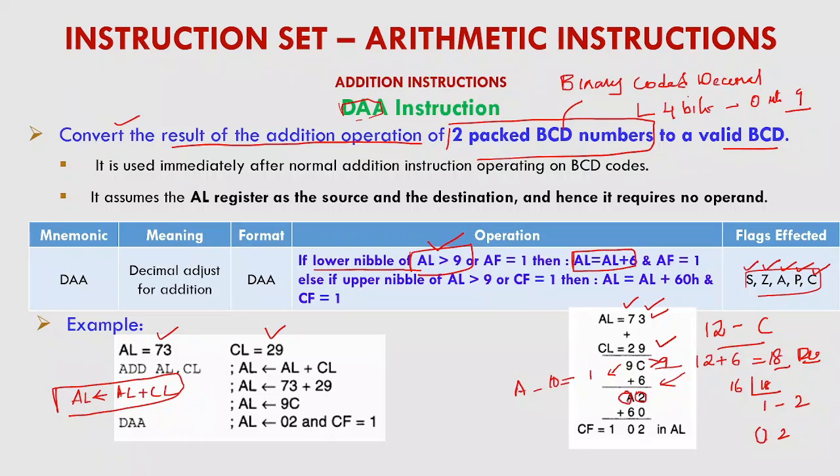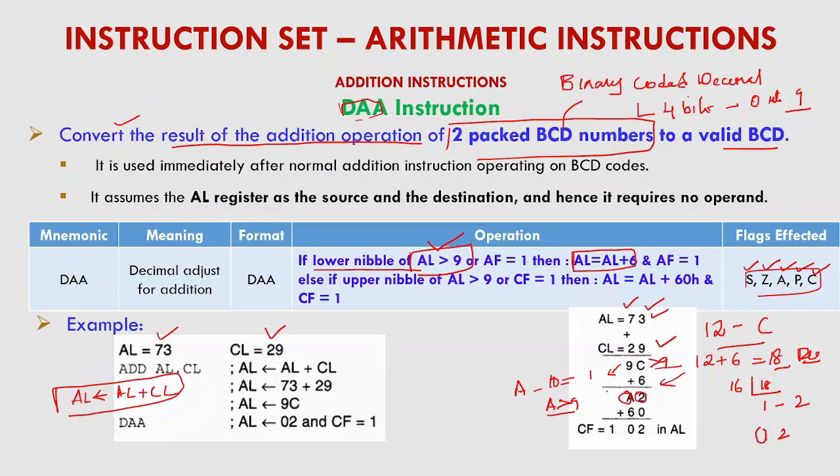Now you can see A is greater than 9. So the second condition is also satisfied: the upper nibble of AL is greater than 9. To convert into a valid BCD number, I need to add 60H to AL. So I am adding 60H along with this A2.